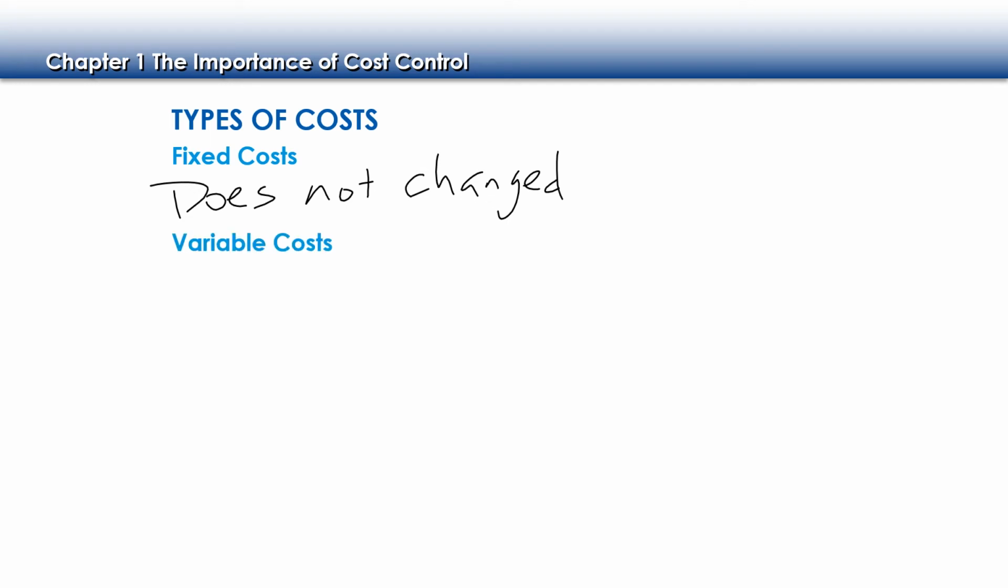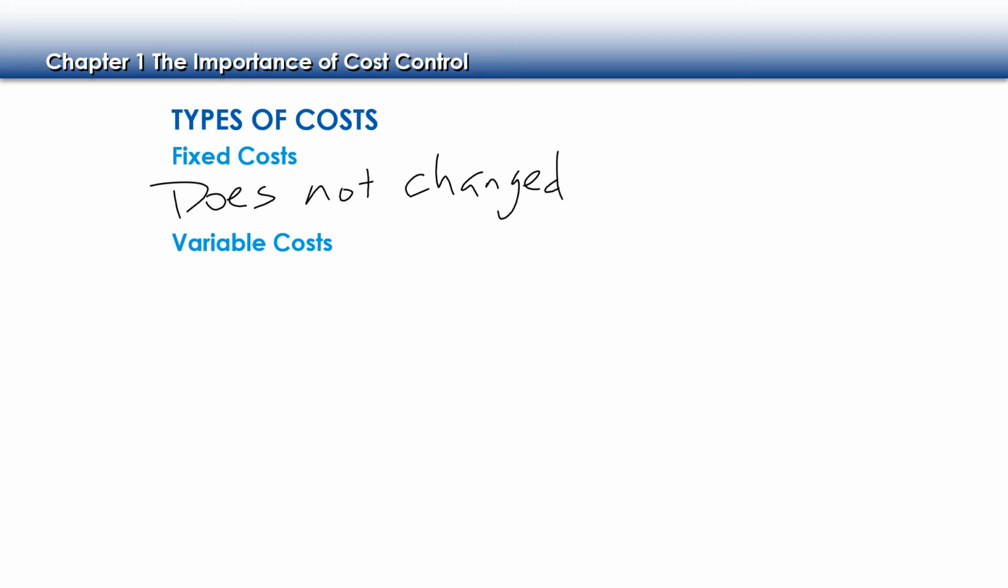All right, so we have a few different types of costs. The first one is our fixed. Our fixed costs do not change. It doesn't matter if we have one person walk in the door or 1,000 people walk in the door. We still need to pay our managers their salary. We still need to pay the rent.